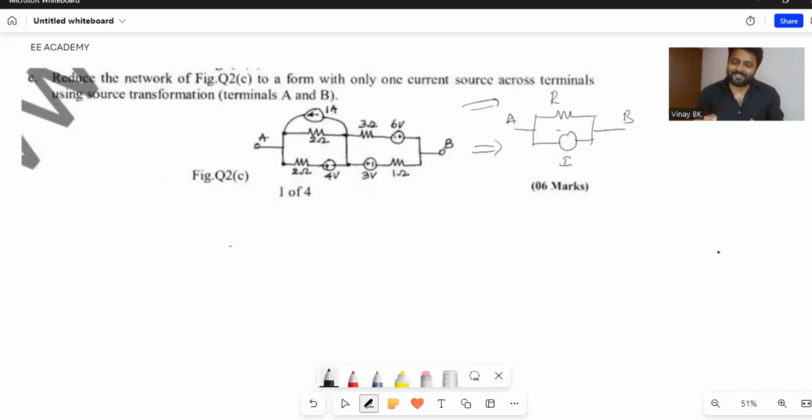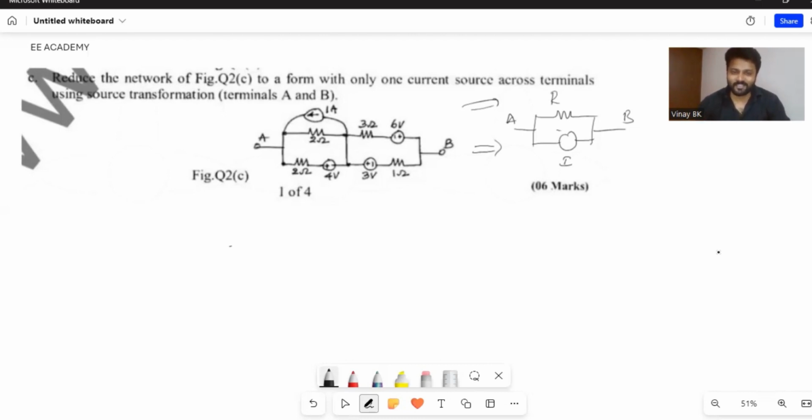You cannot add the voltage sources when they are connected in parallel, but you can add the current sources if they are connected in parallel. But you cannot add the current sources if they are connected in series. I'm talking about practical current sources. If you are connecting in series, you cannot add that practical current sources, but you can add practical voltage sources if they are connected in series.